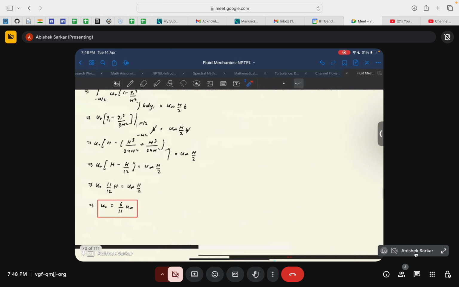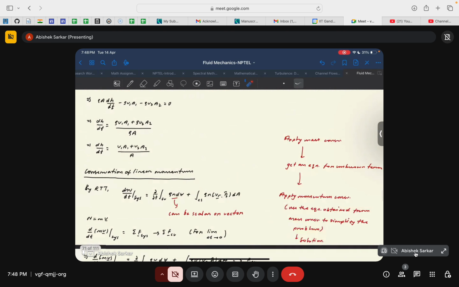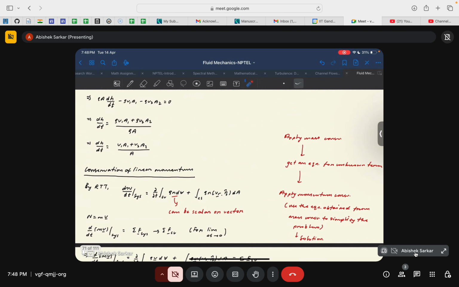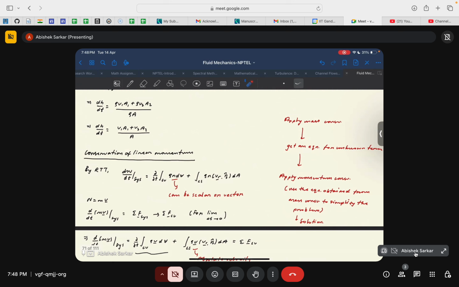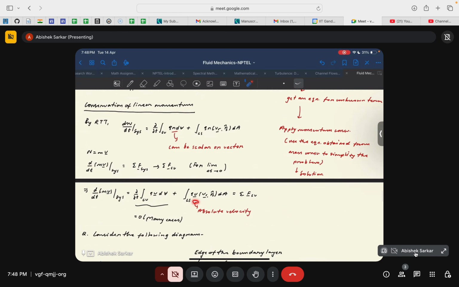So I think we had a detailed discussion, so we can skip this part. But how to apply it, I think we need to understand through the examples. The important part in the case of momentum conservation was that here this VR is the relative velocity between the fluid and the control volume. And V here is the absolute velocity of the fluid. Okay, so there are some examples.